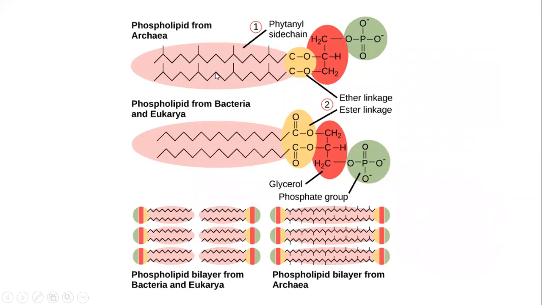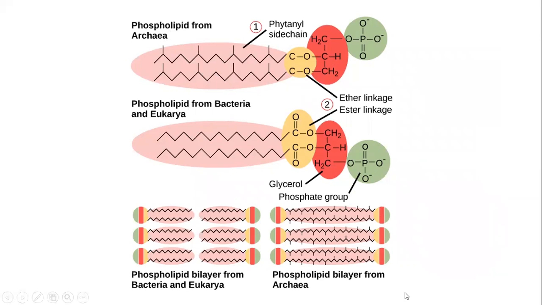And another thing is, in the archaeal cell wall, we can find the C-O bond, CH2. This is the ether linkage. The oxygen in the middle portion is known as the ether linkage, whereas we can find the ester linkage in bacteria or eukarya.